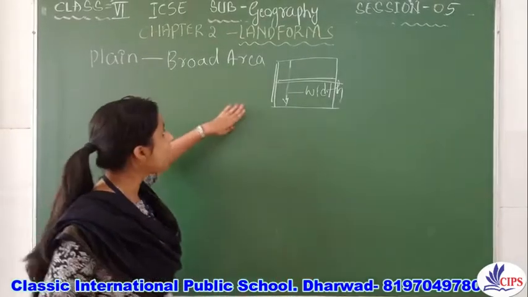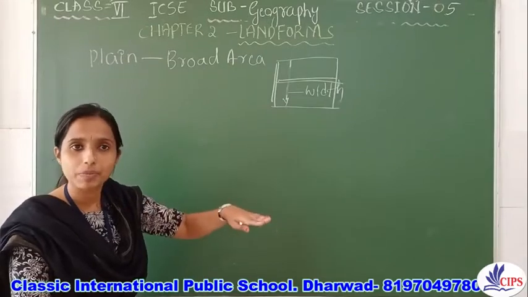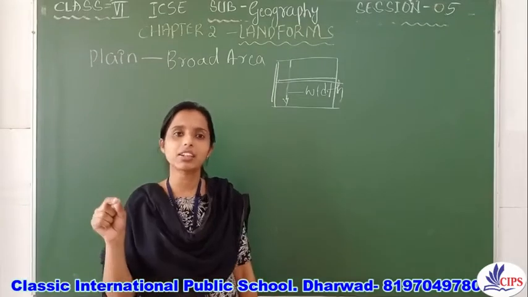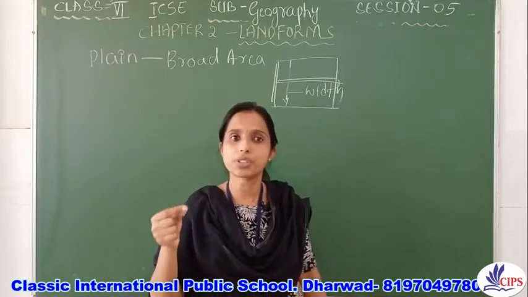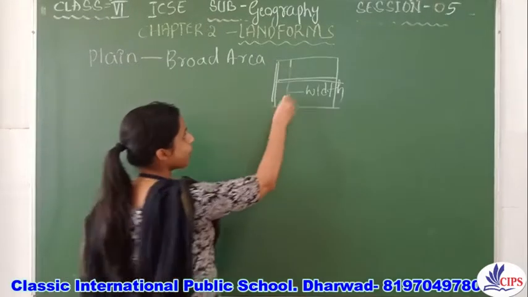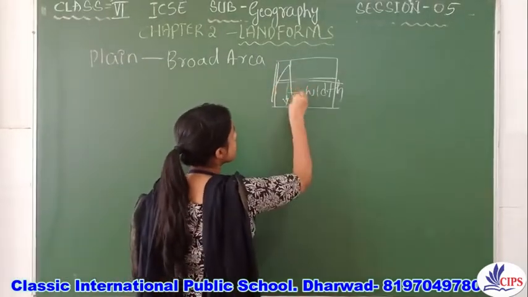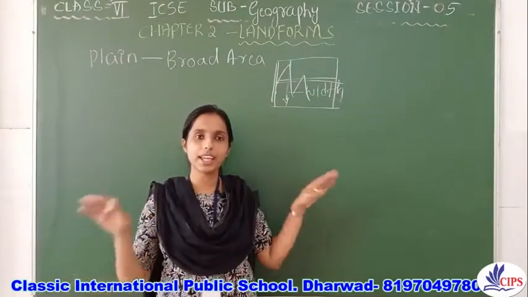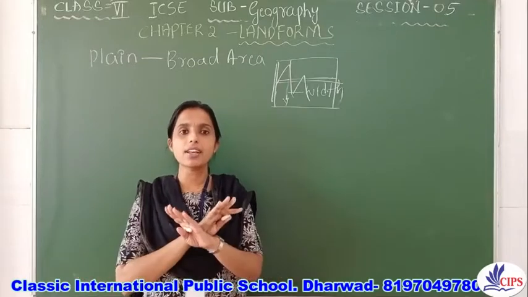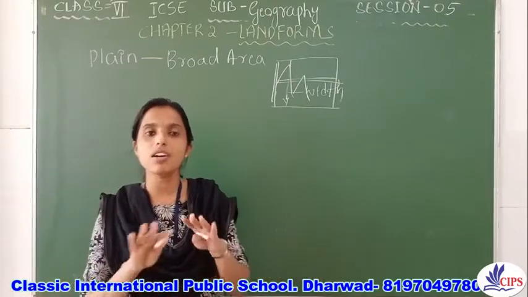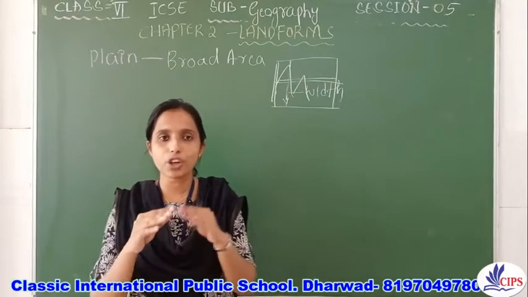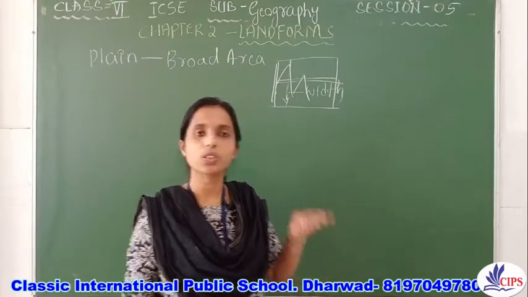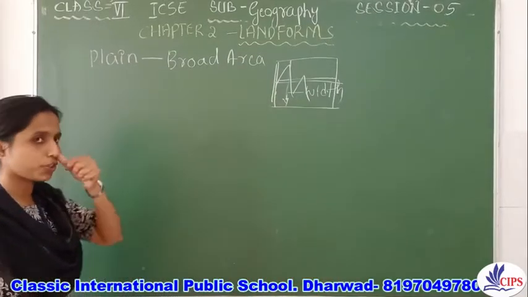It is a broad area and the area is very flat. That means the area doesn't have much height or elevation. This means the area may not have any mountains or peaks. The area is plain, broad and flat land. It does not have features like mountains, hills, narrow valleys. The plain area does not have all these features.